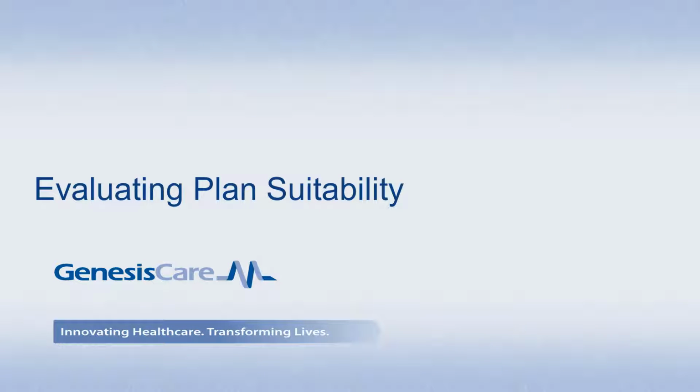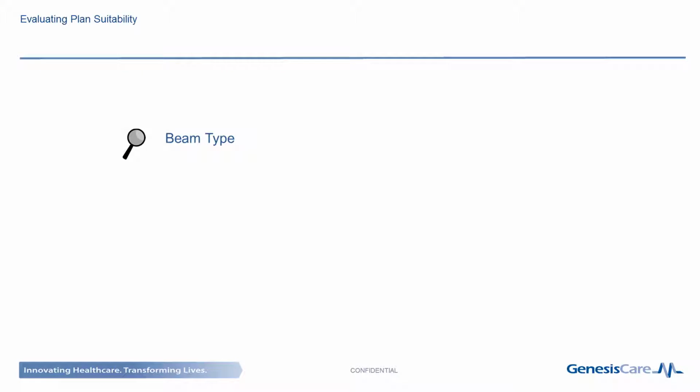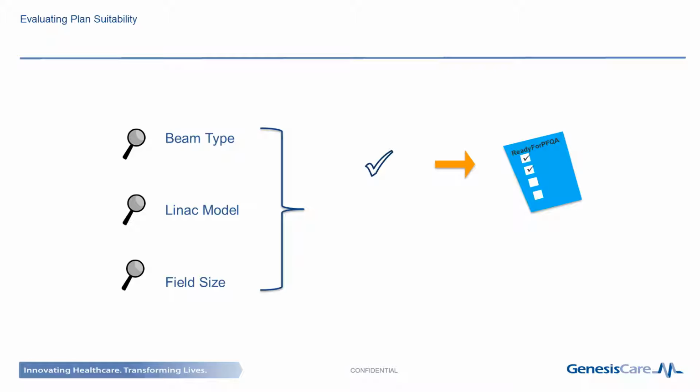Evaluating plan suitability. As we've discussed previously, planners need to evaluate the plan for RT-led PerFraction suitability. In addition to ensuring the plan only contains beam types and LINAC models approved for RT-led PerFraction QA, planners also need to evaluate the field length for suitability for PerFraction acquisition, given long fields may not fit on the EPID device used to capture the data.